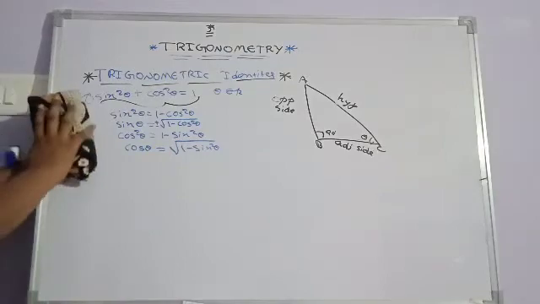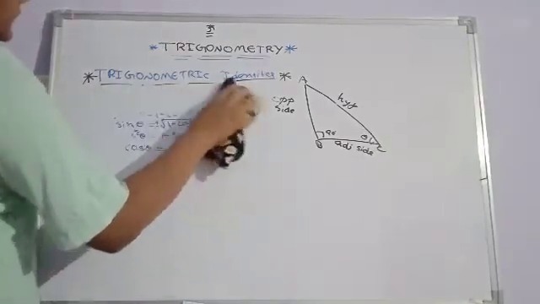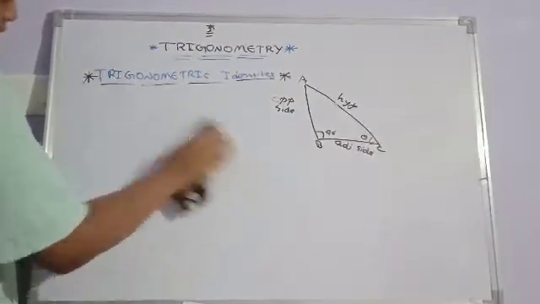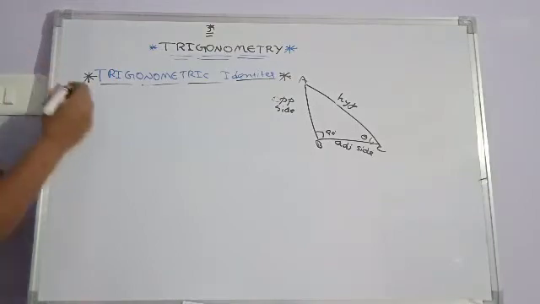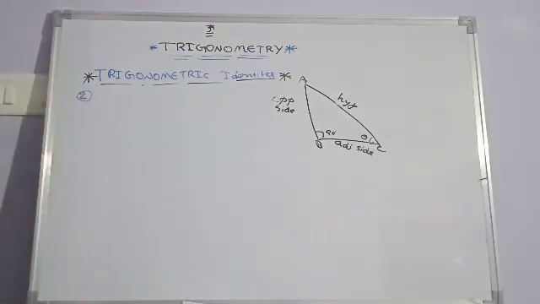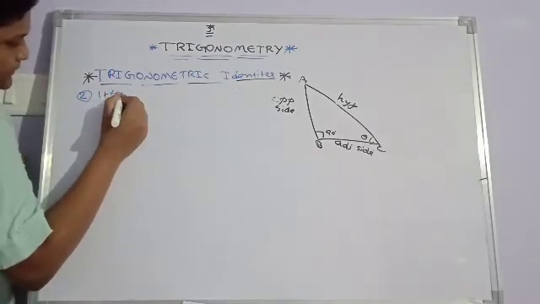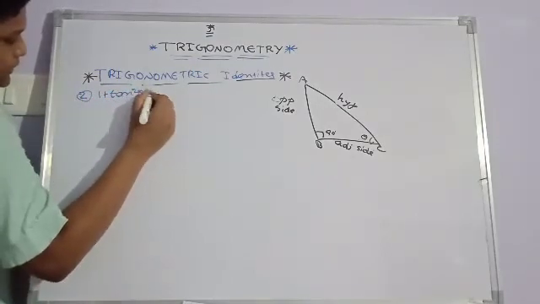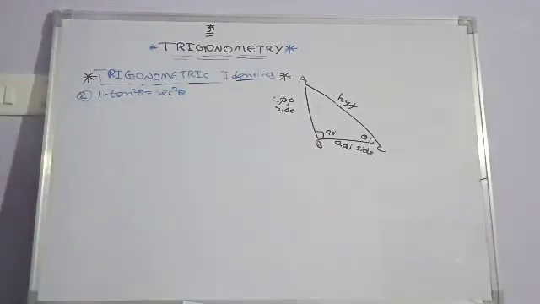The next one, we will learn the next one. The second one is 1 plus tan square theta is equal to secant square theta. Second identity is 1 plus tan square theta is equal to secant square theta.